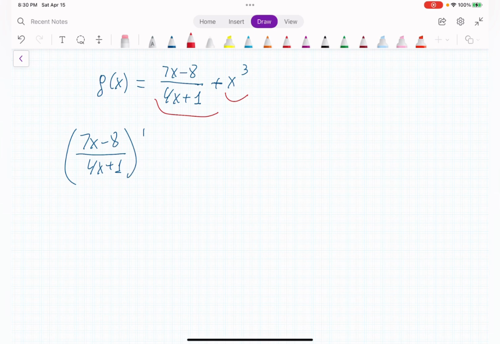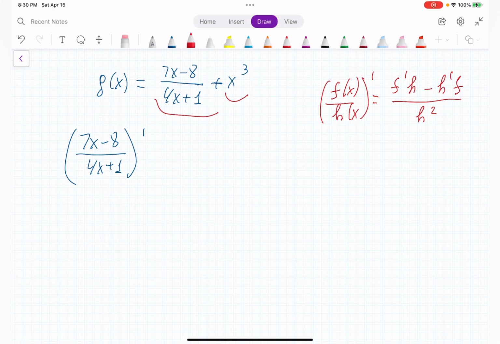So the formula, to remind you, f of x divided by h of x, the derivative is equal to f prime times h minus h prime times f, divided by h squared. I'm not putting of x, it's clear. Okay, that's the one way. Let me do it, and then I'll show you another way, which I like. I use that way. I avoid this quotient rule. It's too long.